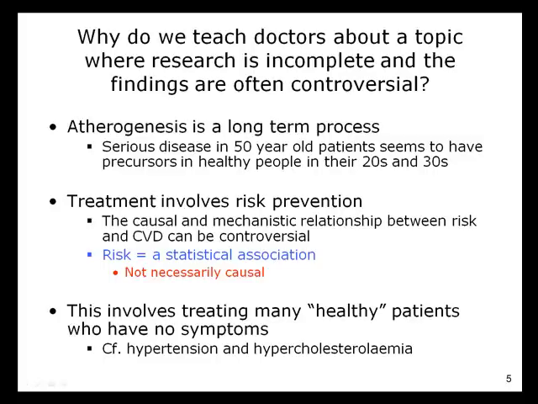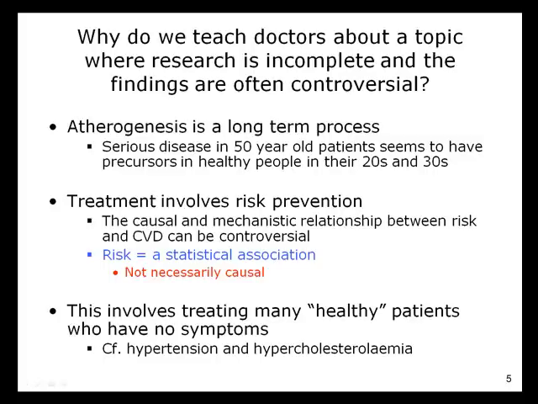Now, it is true that the treatment is going to involve risk prevention. Now, the causal and mechanistic relationship between risk and cardiovascular disease can be controversial. Risk is a statistical association. It is not necessarily a cause. So here we are, we're treating risk, but the risk isn't necessarily a cause. It's simply a statistical association.